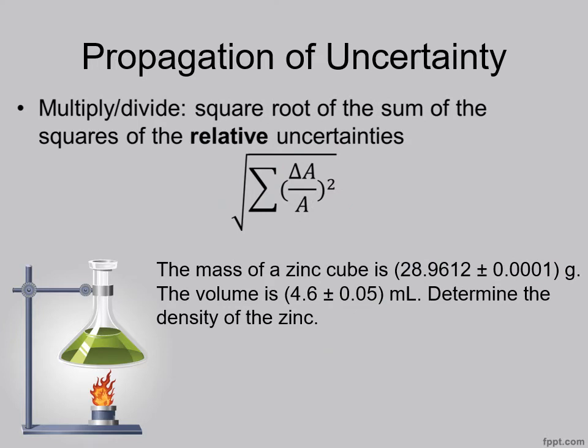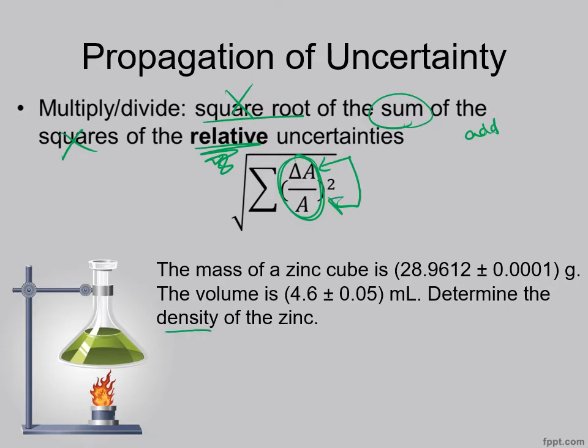Sadly, there's not a good shortcut when we're looking at multiplying and dividing. So our fancy one, we're going to take the square root of the sum of the squares of the relative uncertainties. Our shortcut is to just add, take that sum of the relative uncertainties. Don't worry about the squares and the square roots, but I still have to find relative uncertainty, which is that absolute uncertainty divided by my data, by my measurement.